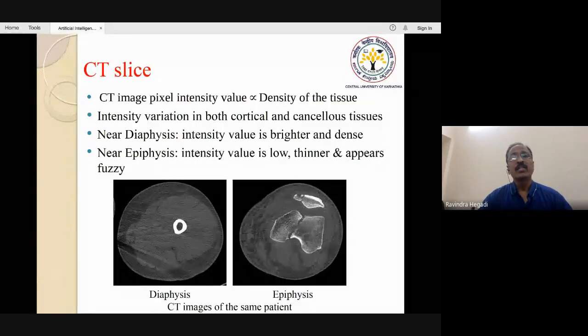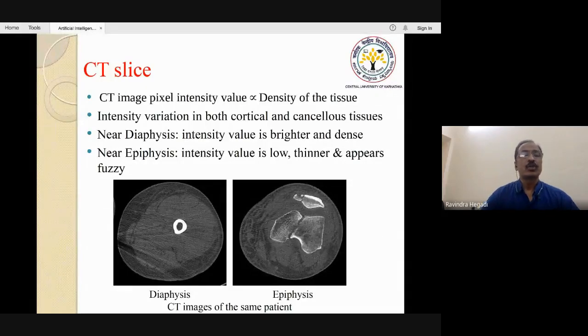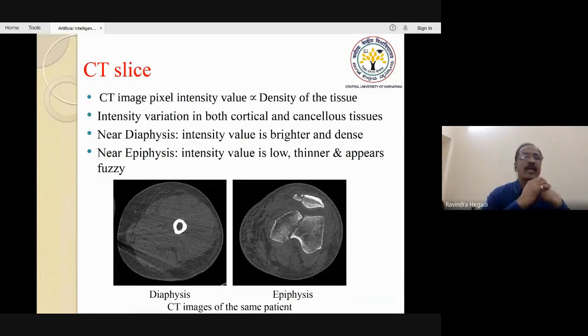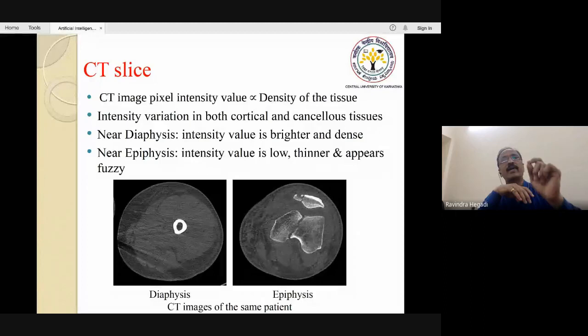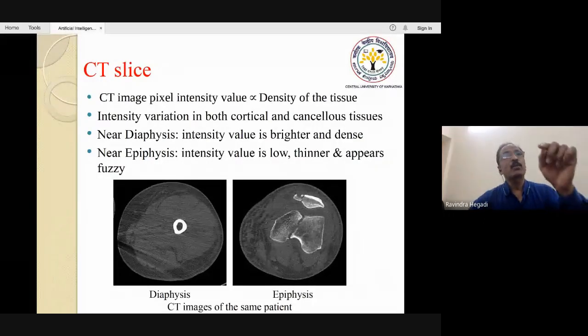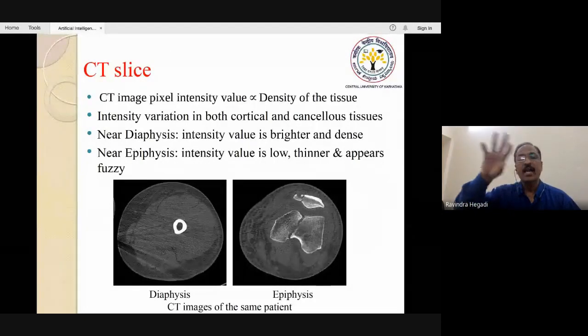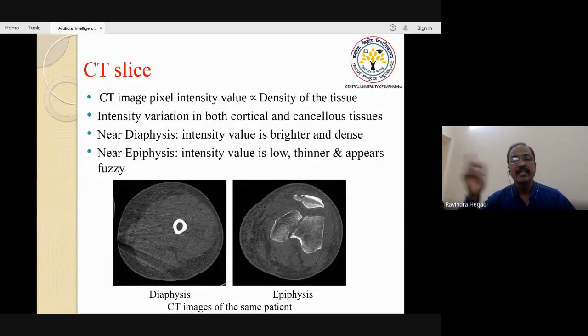So what does each slice actually contain? The CT image is formed with pixels, and each pixel will have a location as well as a gray level, which we call intensity. This intensity is proportional to the density of the tissue. If density is high, then the intensity will be high. The CT image pixel value is directly proportional to the density of the tissue.